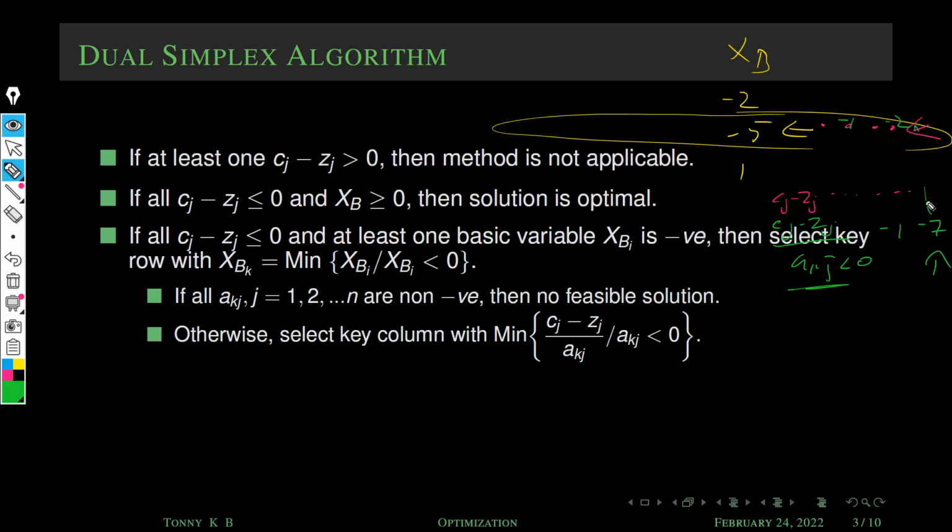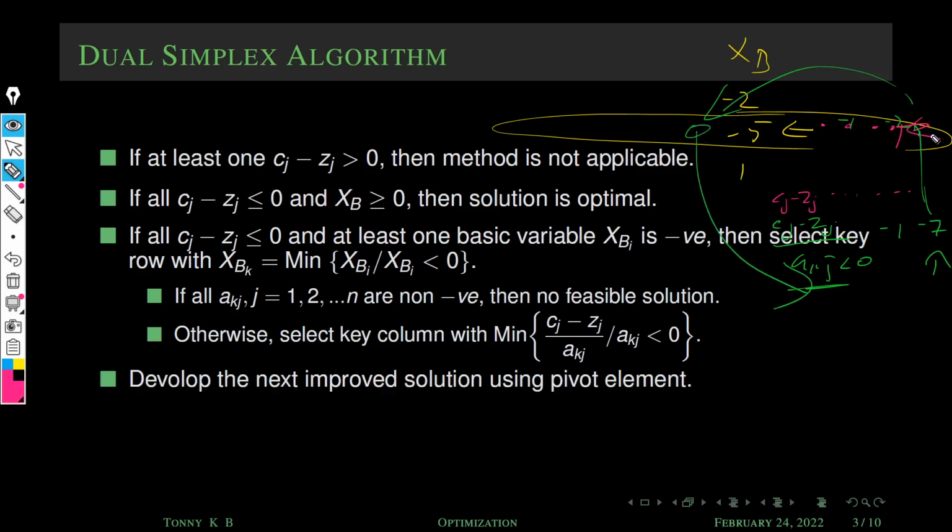So this is the key column. That means this variable will enter the basis and this variable will leave the basis. So we know this element is the pivot element. Once you identify the pivot element, all the remaining procedures are the same as in our simplex algorithm. We make this pivot element 1, then using this pivot element we make all other entries 0 in their respective column. They are all the same as in our simplex algorithm. So repeat the procedure. This is the algorithm for the dual simplex method.